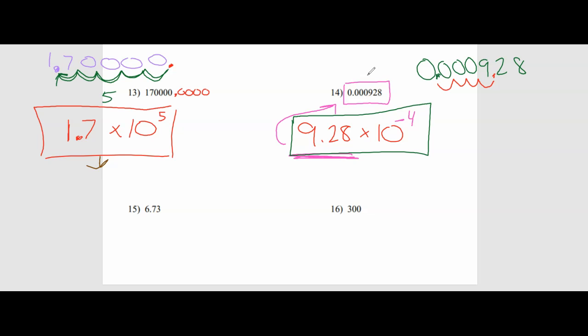I would encourage you to work through the rest of these, just to get some practice going either way, going from the original number to scientific notation or going from scientific notation to the original number.